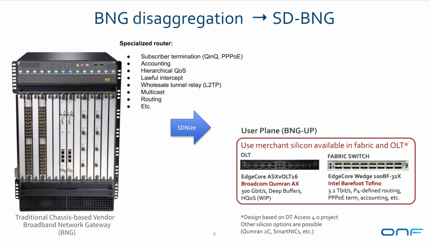The idea for Tofino is that we can program this chip using P4 to provide functions like routing, PPPoE termination, accounting, etc. While Qumran can be used to provide a different function, which is hierarchical QoS. And that's because Qumran is especially designed for deep buffering applications and applications that require advanced traffic management capabilities.